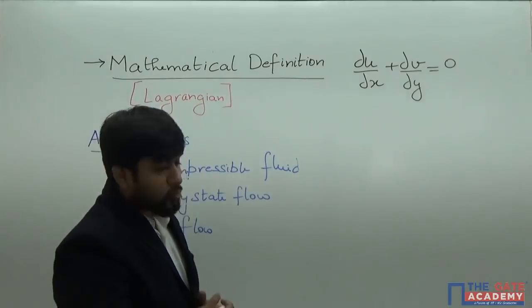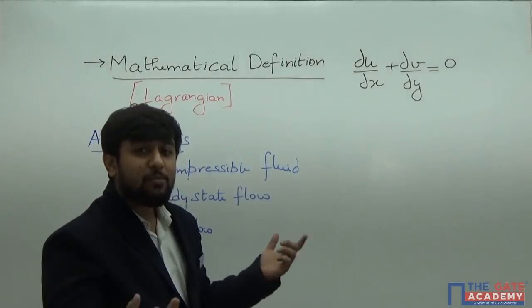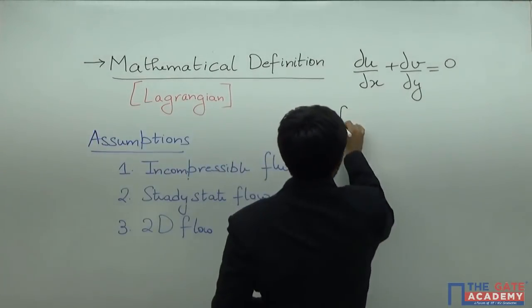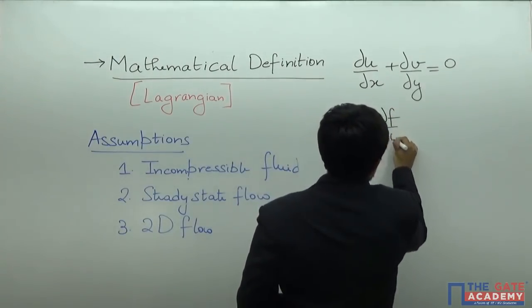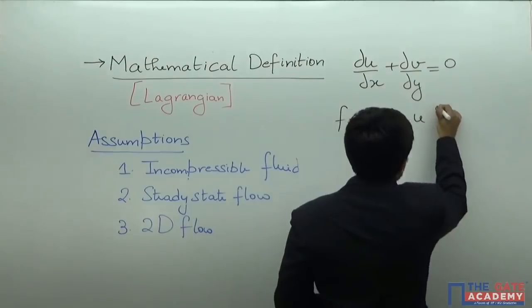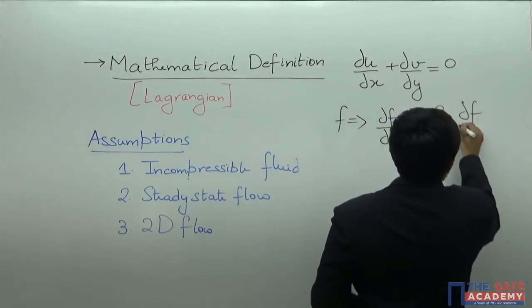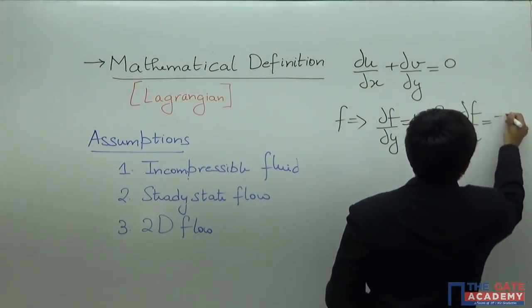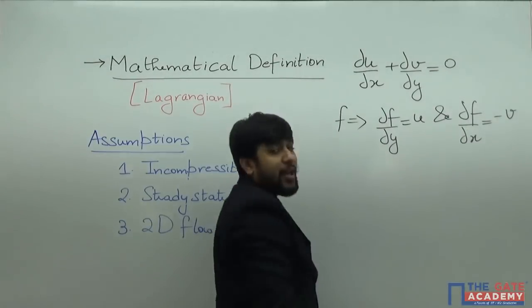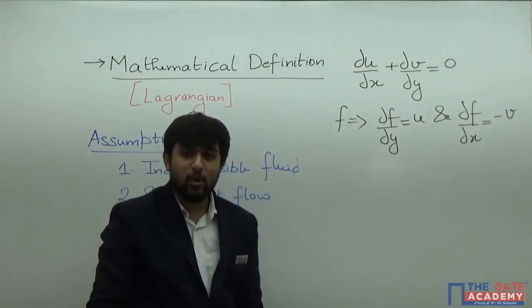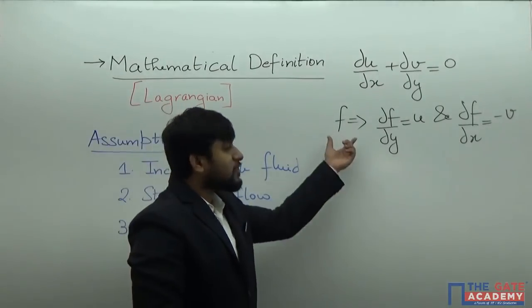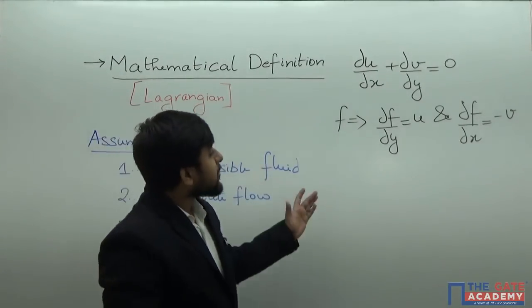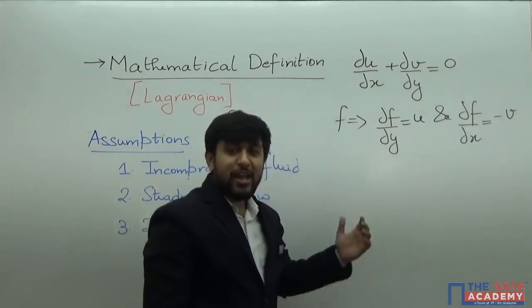Now let us assume that there is some kind of function f such that del f by del y is equal to u and del f by del x is equal to negative of v. Okay, now u and v are scalar quantities because these are velocity components along particular directions. So f is also a scalar function. So let me assume that there might be a function like this.